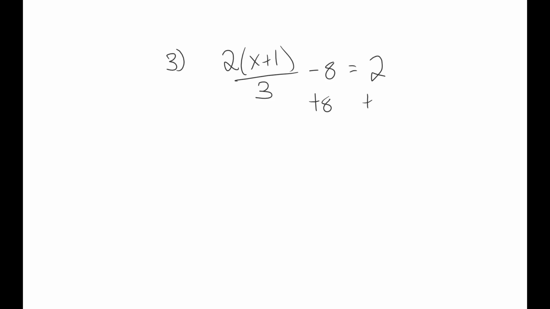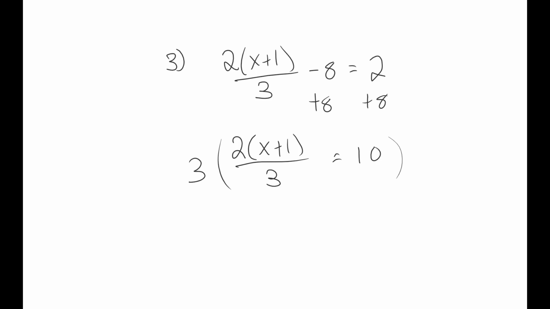And for our last problem, let's go ahead and look at problem number 3, which will be 2 times x plus 1 divided by 3 minus 8 is equal to 2. Let's go ahead and start off by adding 8 on both sides so we can get rid of this minus 8. So we get a 2x plus 1 divided by 3 is equal to 10. Now I see, like the previous problem, I have a 3 that's dividing here. So I'm going to multiply both sides by 3.